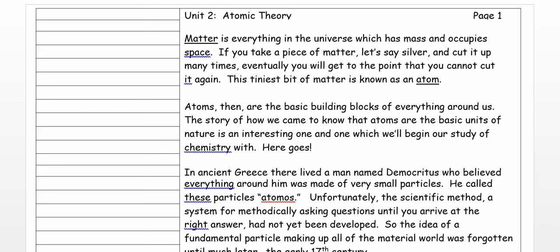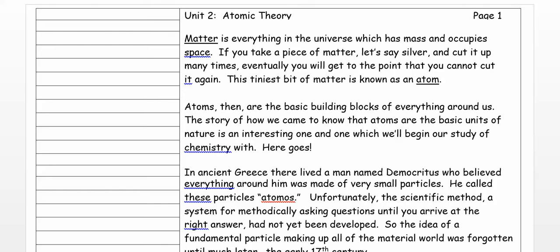All right, let's go ahead and get started. I do want to welcome you to Unit 2. This is Atomic Theory. The introductory unit now is behind us, as well as Unit 1 on the nature of matter. We're going to be talking in this unit about the fundamental building block of all of matter, what we will call the atom. All right?